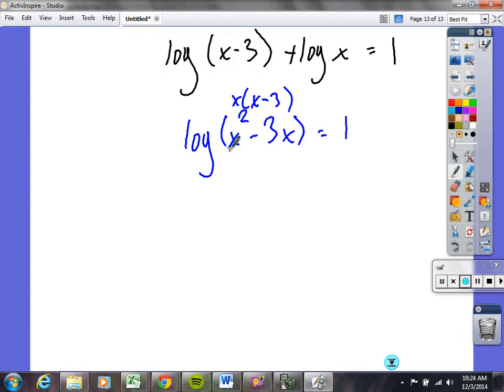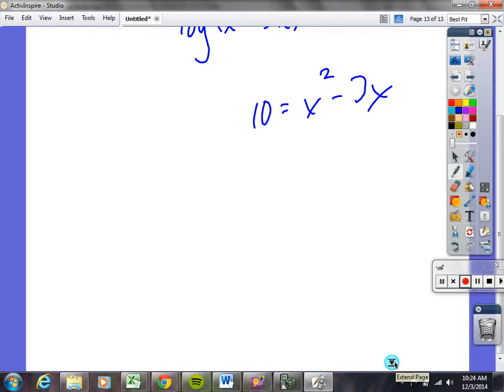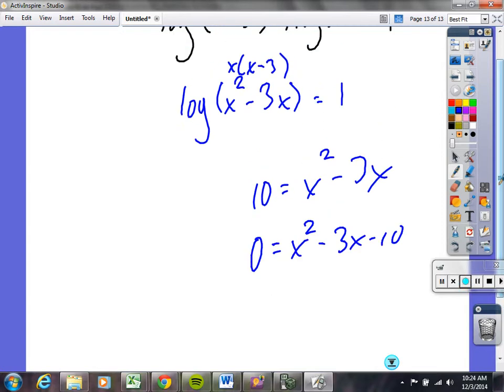All right, so what's the base? 10. What's your power? So it's 10 equals x squared minus 3x, right? You see that? Then what are we going to do? Minus the 10, and we're going to factor or quadratic that sucker, right? Wait, what happens to the 1? Because this is 10 raised to the first power, which is 10. This is technically 10 to the first, right?